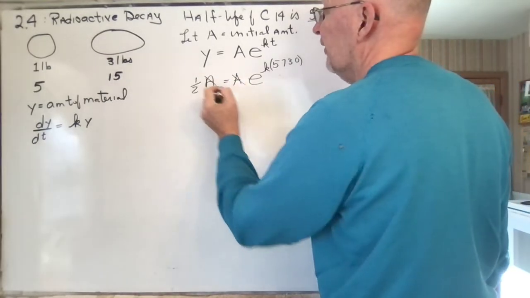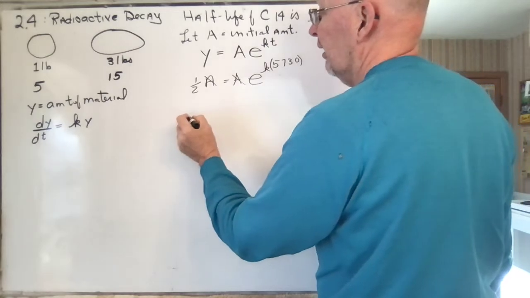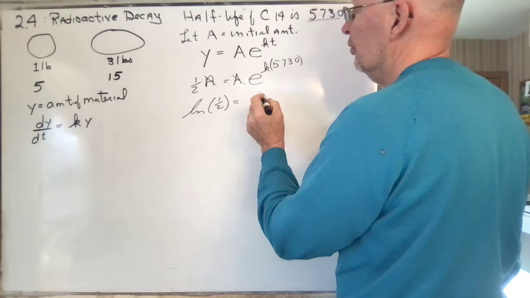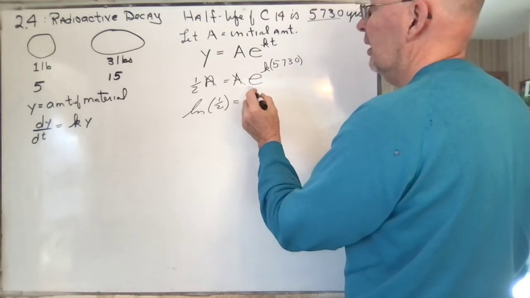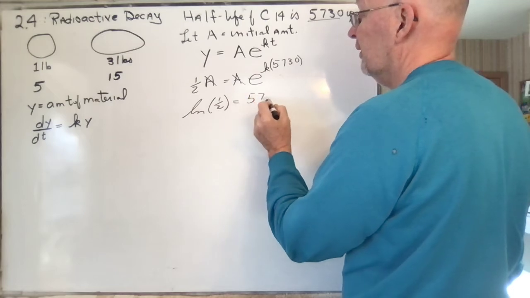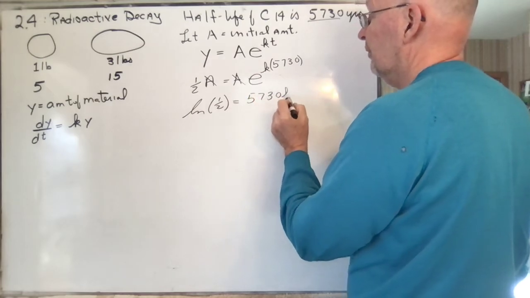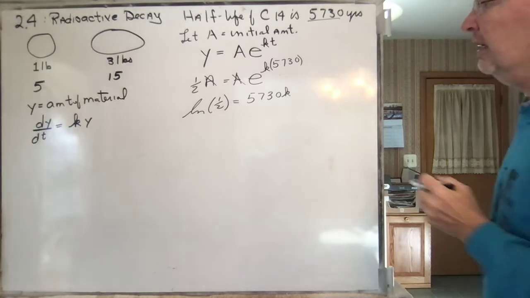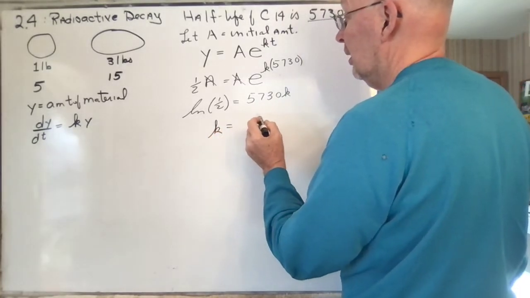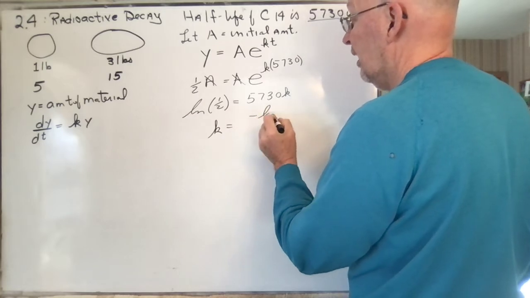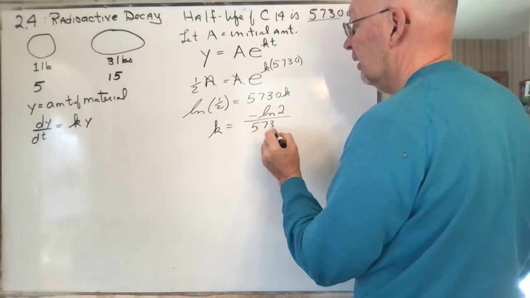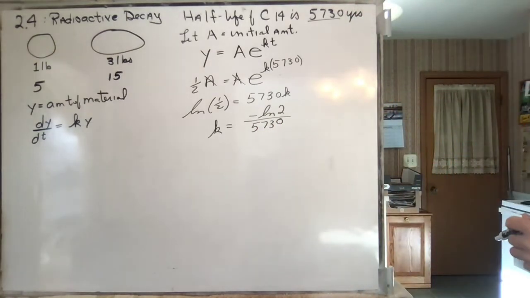Notice that the A's divide out, and I can take the ln of both sides. The ln of 1/2 is equal to, if I take the ln of this, the ln of e to anything is just going to be 5730 times K. And so that gives me that K is equal to negative ln of 2 divided by 5730. So see how I did that?